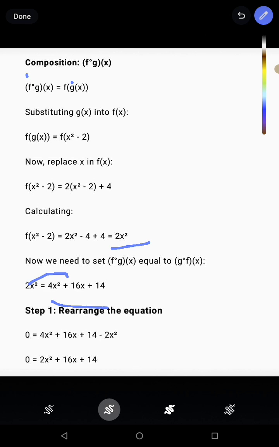So that will be 4x squared, collecting like terms, 4x squared minus 2x squared, that is 2x squared plus 16x plus 14. We solve it quadratic-wise to get the value of x at that point.